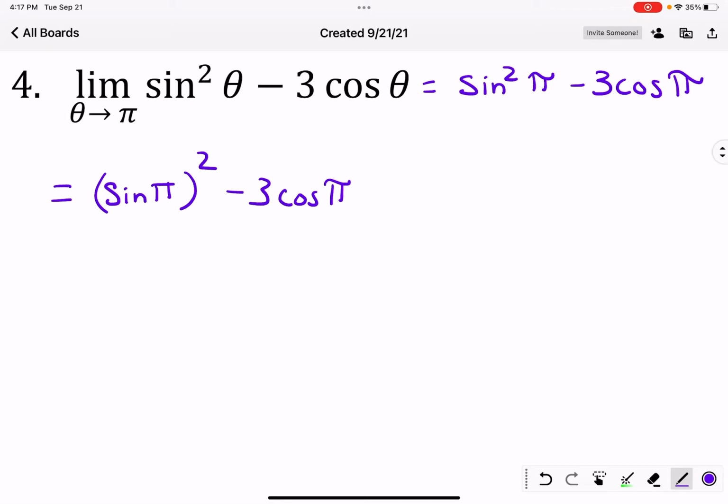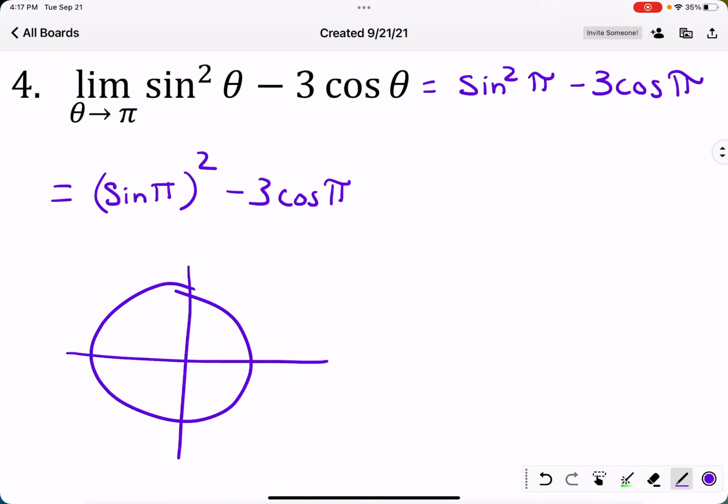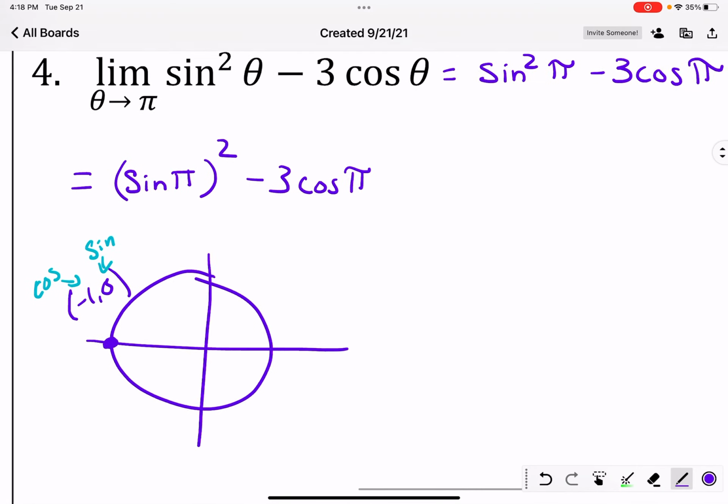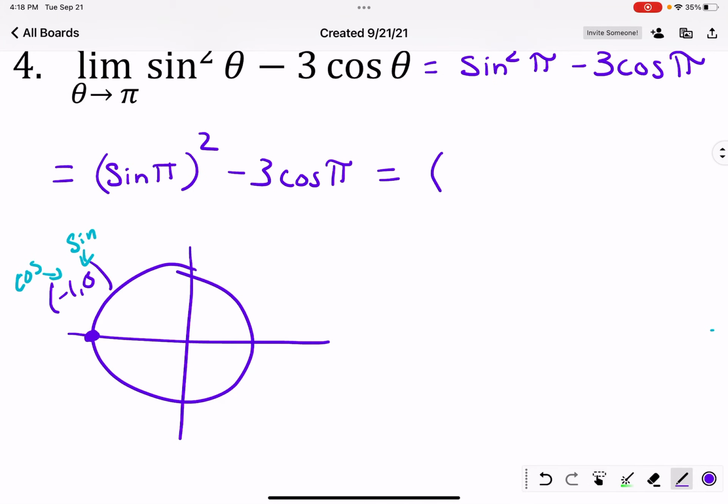Okay, all right, so we know that from the unit circle that pi is equal to 180 degrees. Okay, so pi radians is 180 degrees. This point right here at 180, or pi radians, is going to be -1 comma 0. Okay, so the sine is y, so sine is going to be 0, and then cosine is going to be -1. All right, and that's basically what we need to know. So if I start to kind of simplify this here, sine of pi is just 0, square that, minus 3 times cosine of pi is just -1.